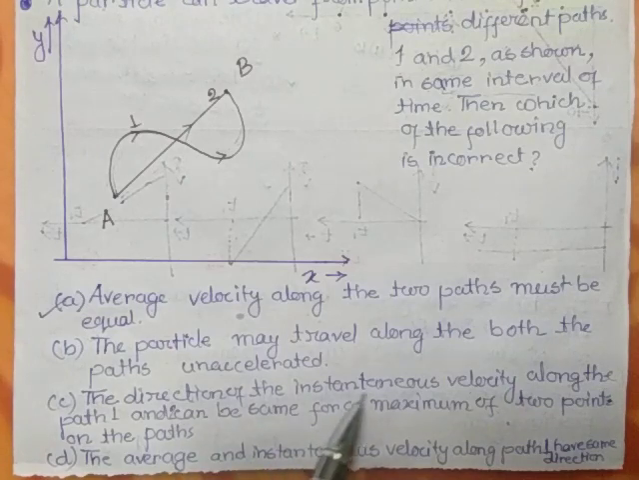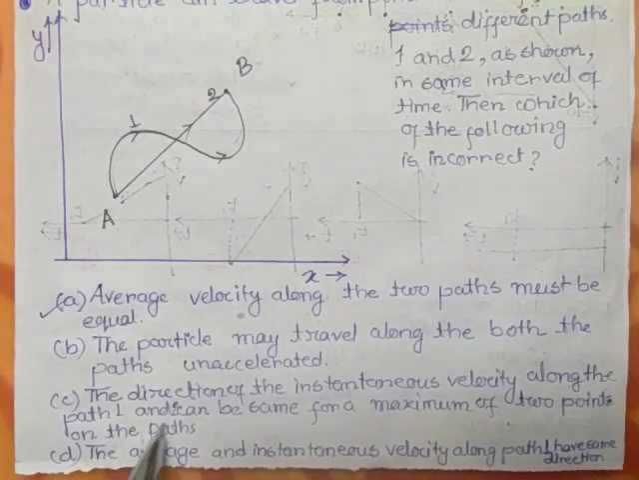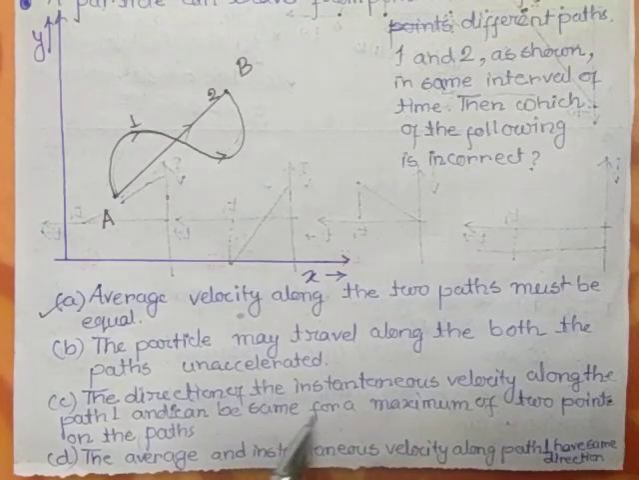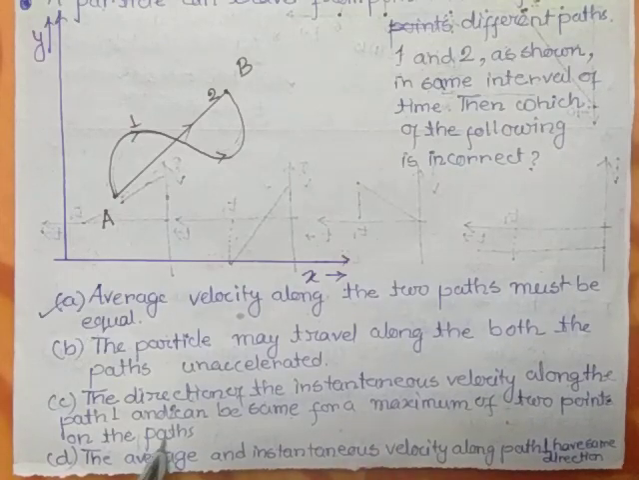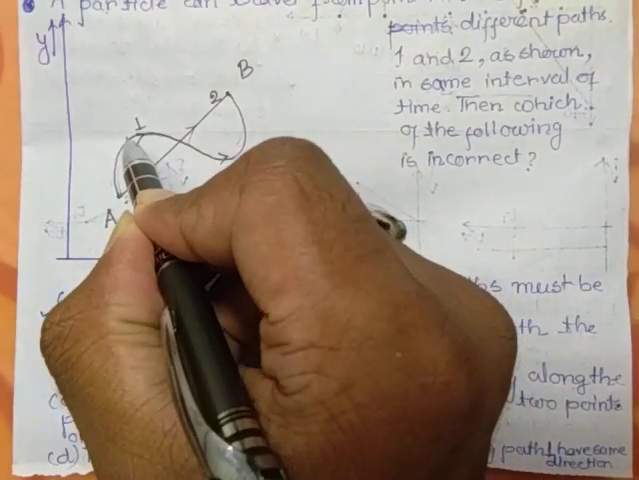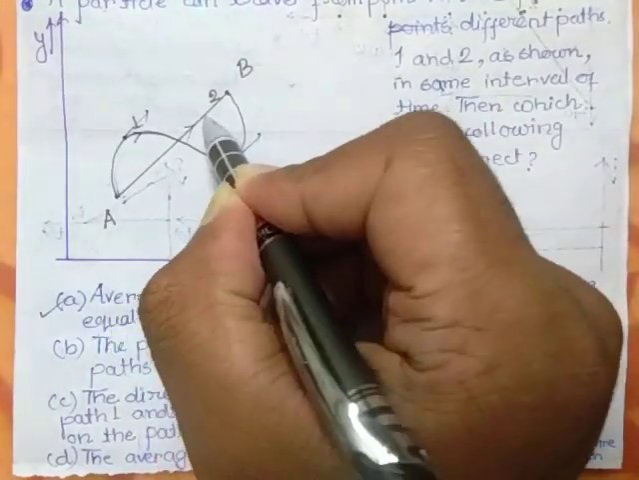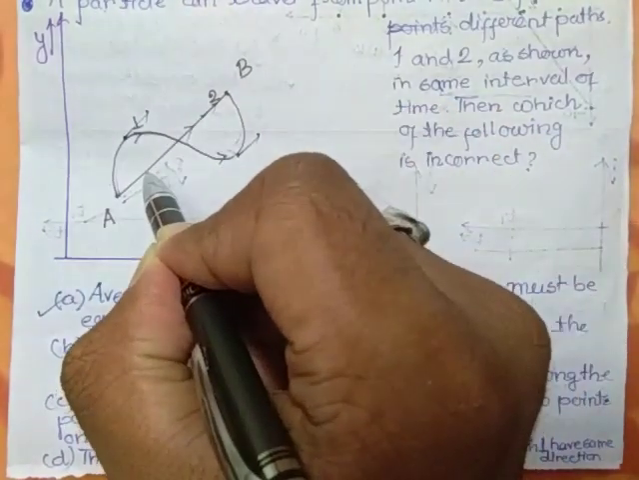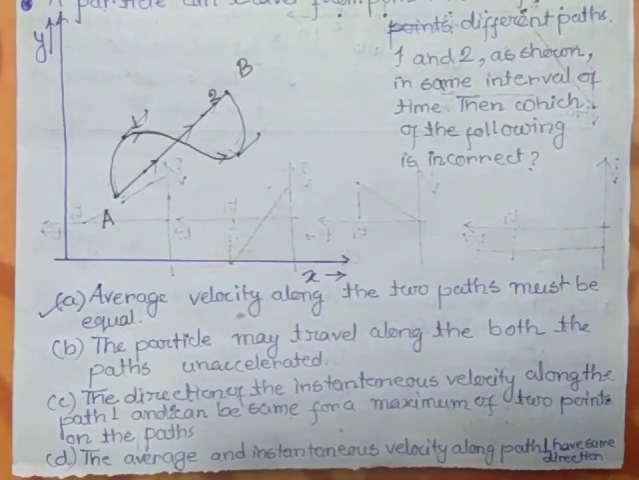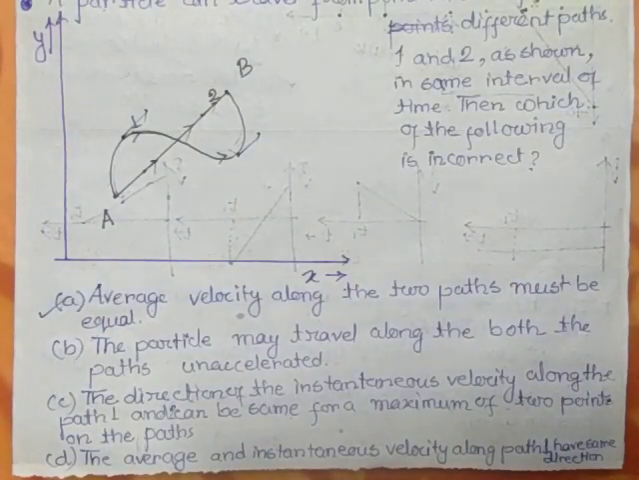The direction of the instantaneous velocity along path 1 and 2 can be the same for a maximum of 2 points on the paths. So if I calculate the instantaneous velocity at this point and the instantaneous velocity at this point, it is the same as that of this point and the same as that of this point. So the instantaneous velocity may be the same for a maximum of 2 points. It may be the same.